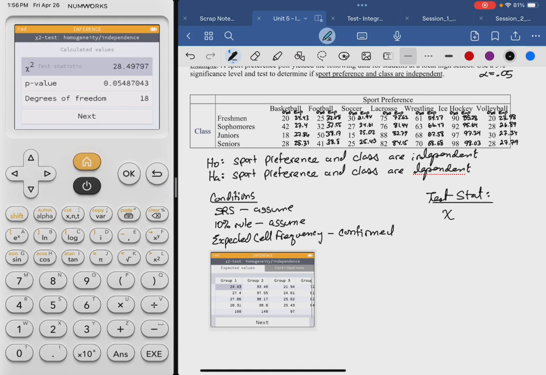Chi-square 28.498. My p-value 0.0549. So this is in that gray area for p-values. All right, so p-value is greater than alpha, so do not reject the null hypothesis.